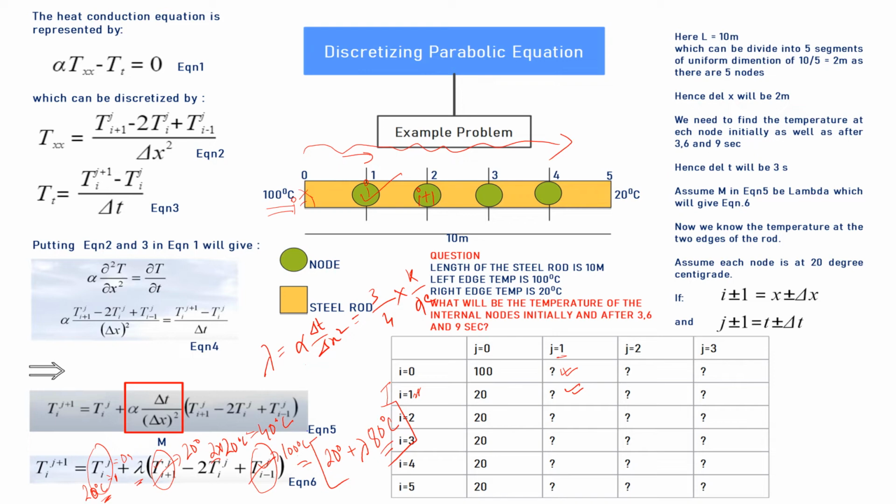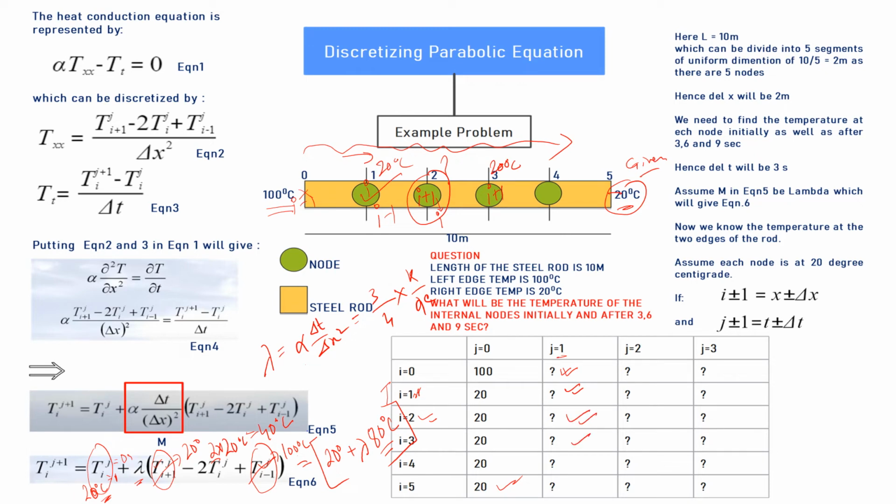Now, in a similar manner, for i equal to 2, this i plus 1 will now become i, this will become i plus 1, and this will become i minus 1. So, accordingly, this is 20 degrees centigrade, which we have assumed. So we can find out what this temperature is. Then we have to move ahead to node 3, then node 4, and lastly node 5. Now remember at node 5, this 20 degrees centigrade is not an assumption, this is given, right?